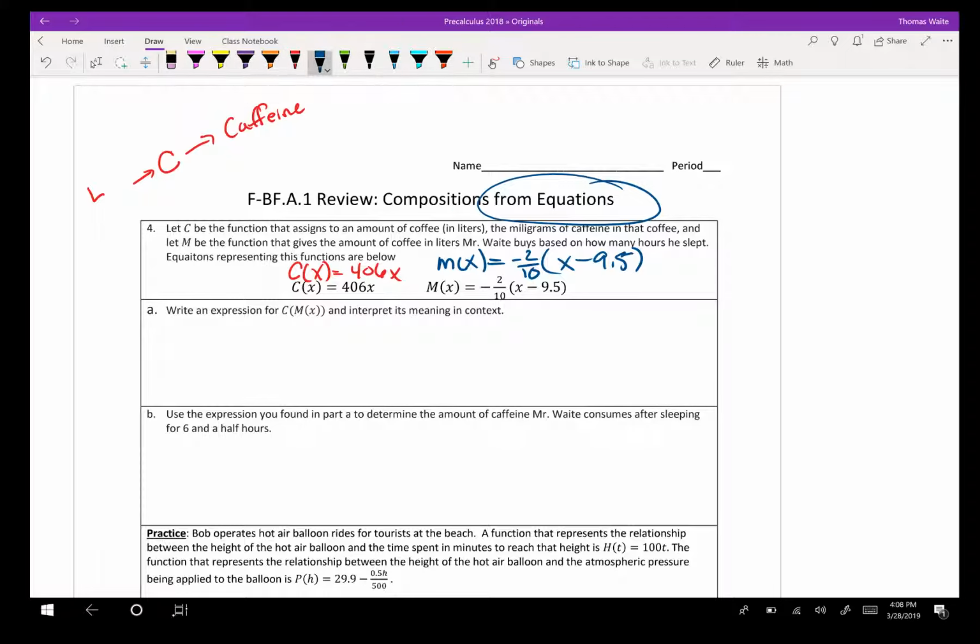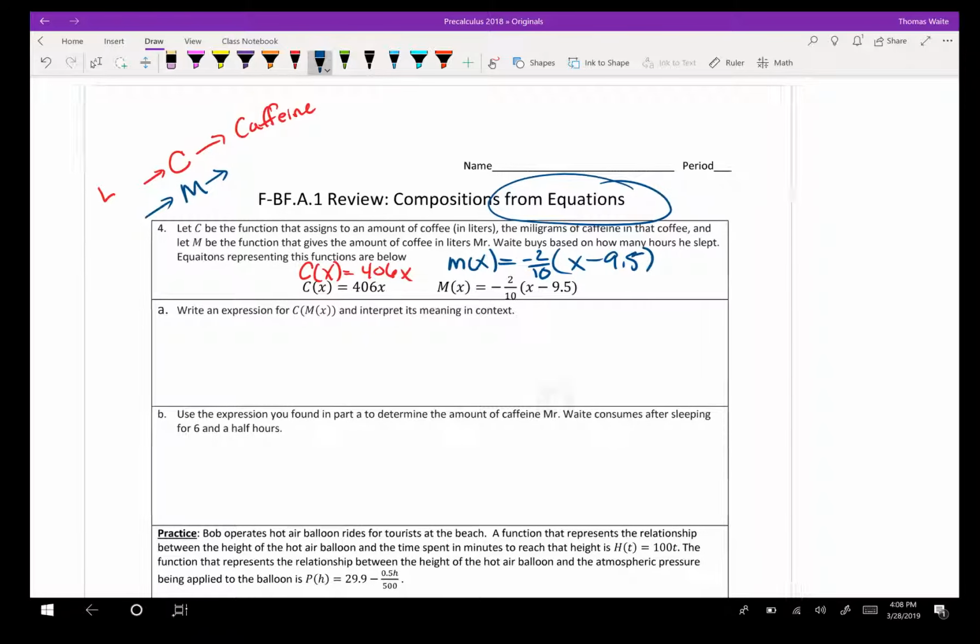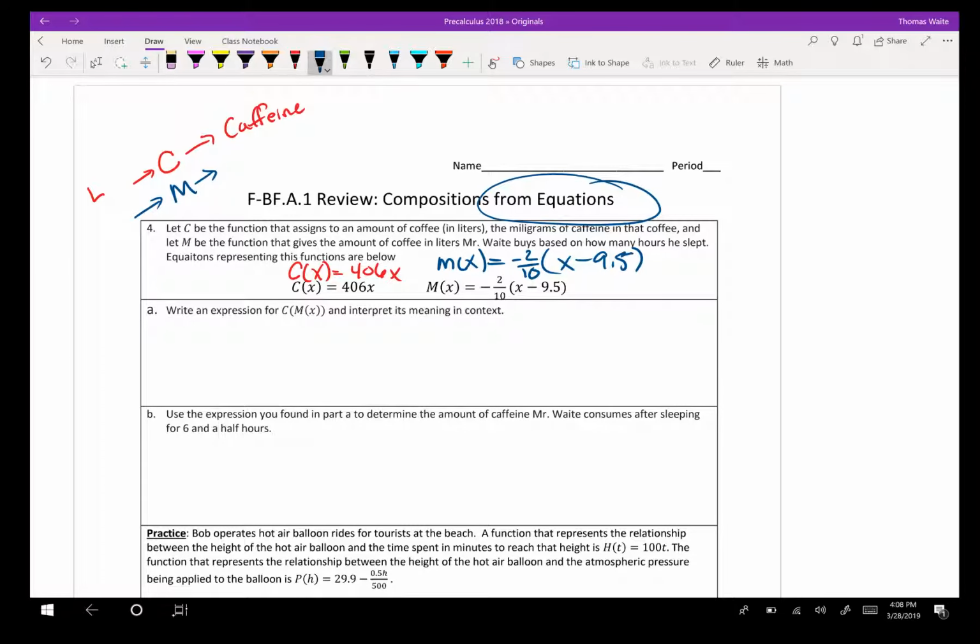So in blue, something similar. M takes in hours, based on the hours he slept, and gives us the amount of coffee he buys. So it takes in hours and gives us liters of coffee. Now it says, write an expression for C of m of x and interpret its meaning in context. This is pretty straightforward once we get the process.